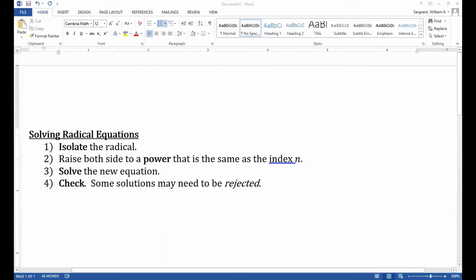There are 4 steps that we're going to need to take. It is very important that you isolate the radical first, then raise to the power. Don't try to raise to the power right away in a lot of cases. And it's going to transform the equation into a new type of equation, maybe one that is linear or quadratic. And finally, also incredibly important, checking, because some of these answers that we get when we plug them back into the original equation will not satisfy the equation.